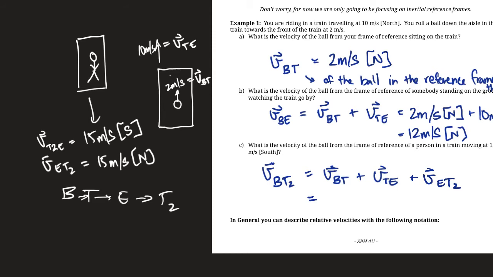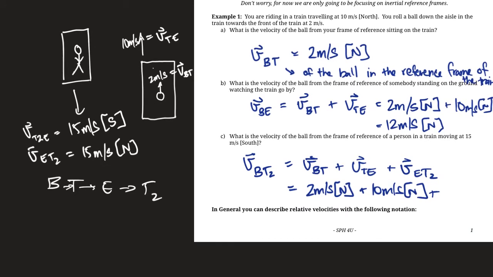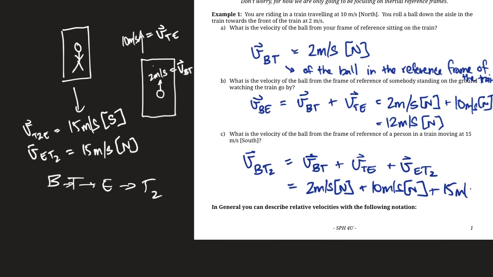So we know the ball with respect to the train is 2 meters per second north, right? We know the train with respect to the Earth, train 1 with respect to Earth, is 10 meters per second north. And we know the velocity of the Earth with respect to train 2 is 15 meters per second north. If we add all those things up, what do we get? 27. We get 27 meters per second north.